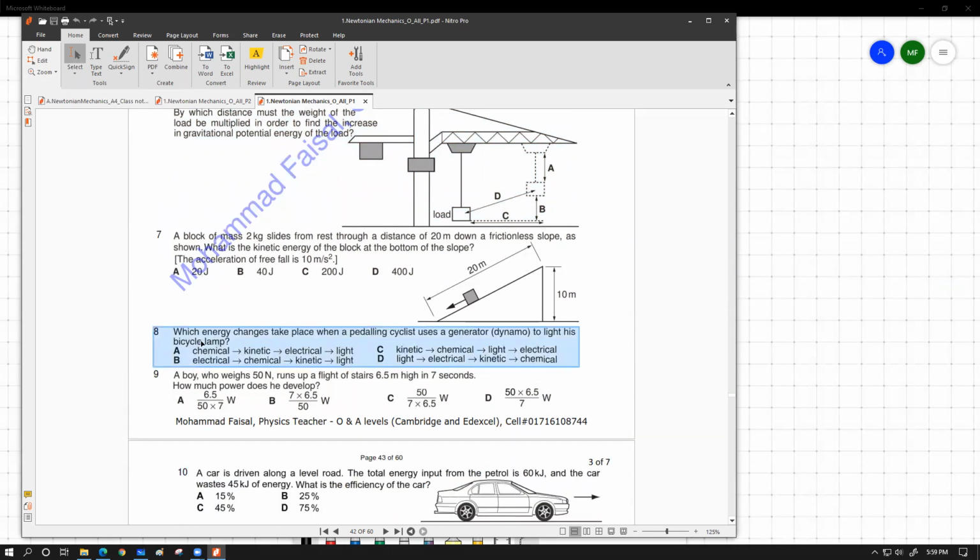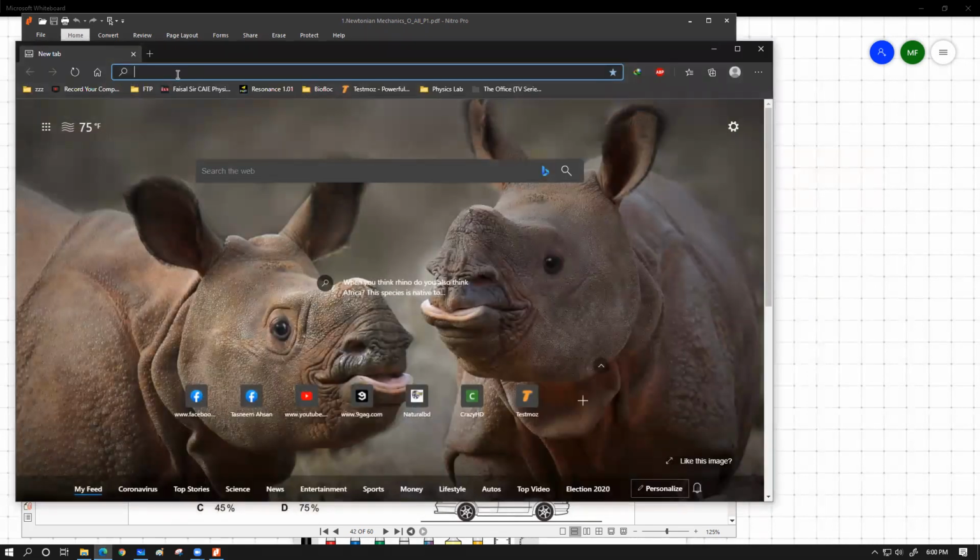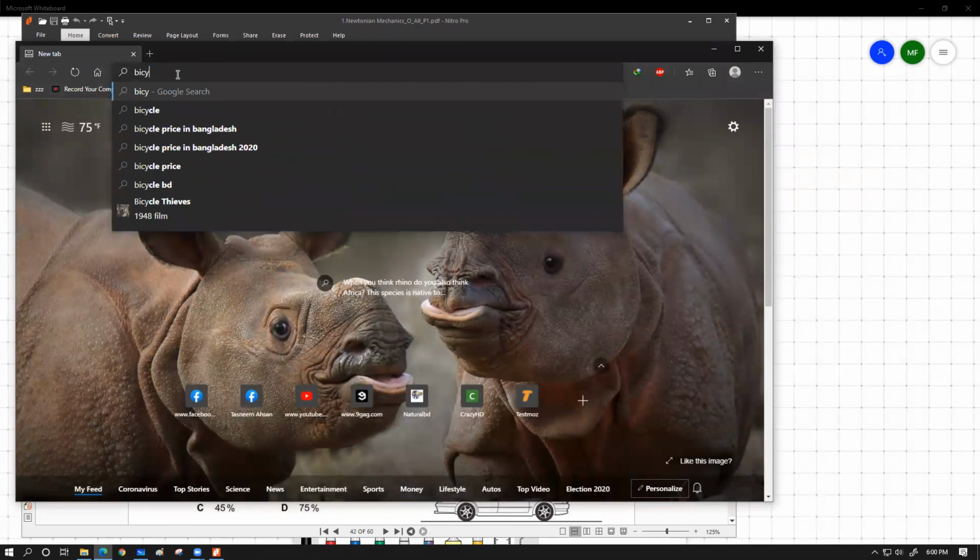Okay, now first things first, you have to understand, whenever the bicyclist is pedaling, the initial form of energy is chemical energy, which is the stored energy within his muscles. So chemical energy is going to convert into energy for the bicycle's lamp. Let me show you an image of how a bicycle generator works, so that it is easier for you to understand.